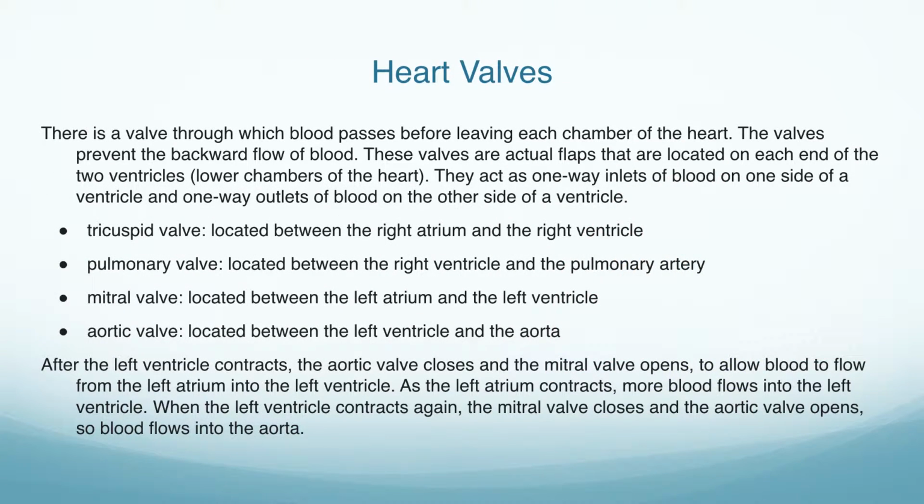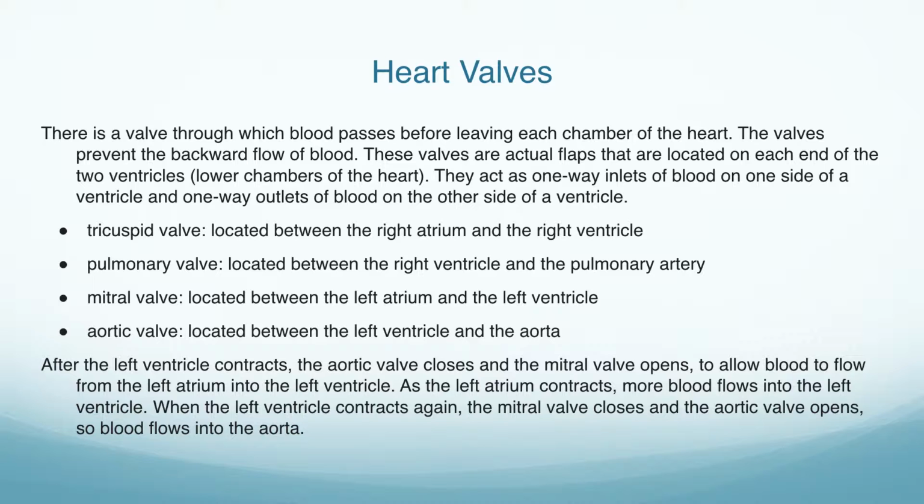So there is a valve through which blood passes before leaving each chamber of the heart. The valves prevent the backflow of blood, and they are actual flaps that are located on each side of the two ventricles. They act as a one-way inlet of blood on one side of a ventricle and a one-way outlet of blood on the other side of the ventricle. And there are four types of valves: tricuspid, pulmonary, mitral, and aortic.